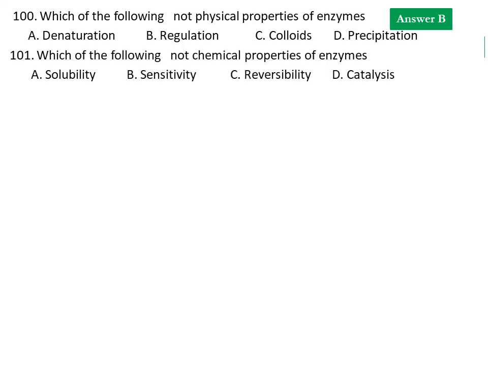Question number 101. Which of the following is not a chemical property of enzyme? A. Solubility. B. Sensitivity. C. Reversibility. D. Catalysis. So solubility is the physical property, so the answer should be A.